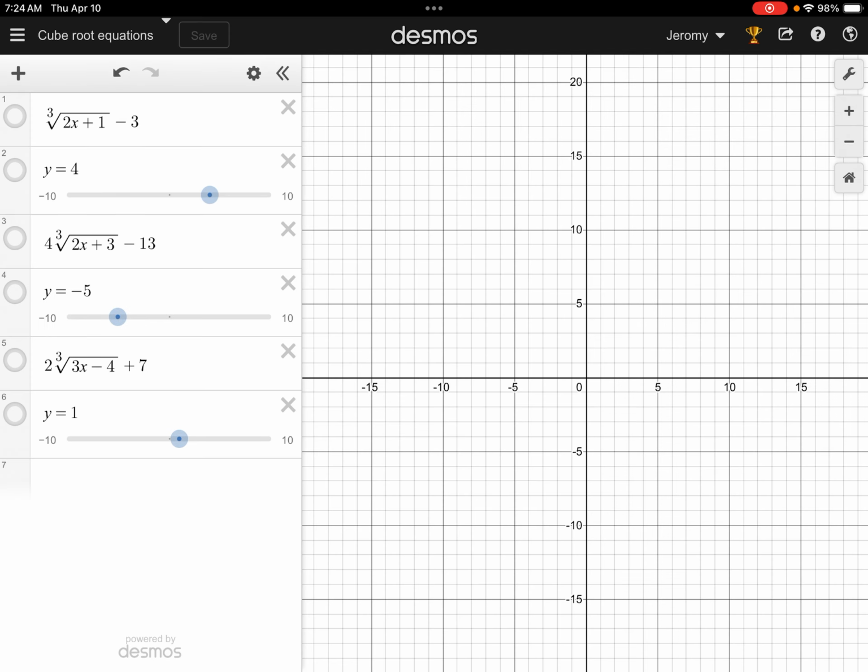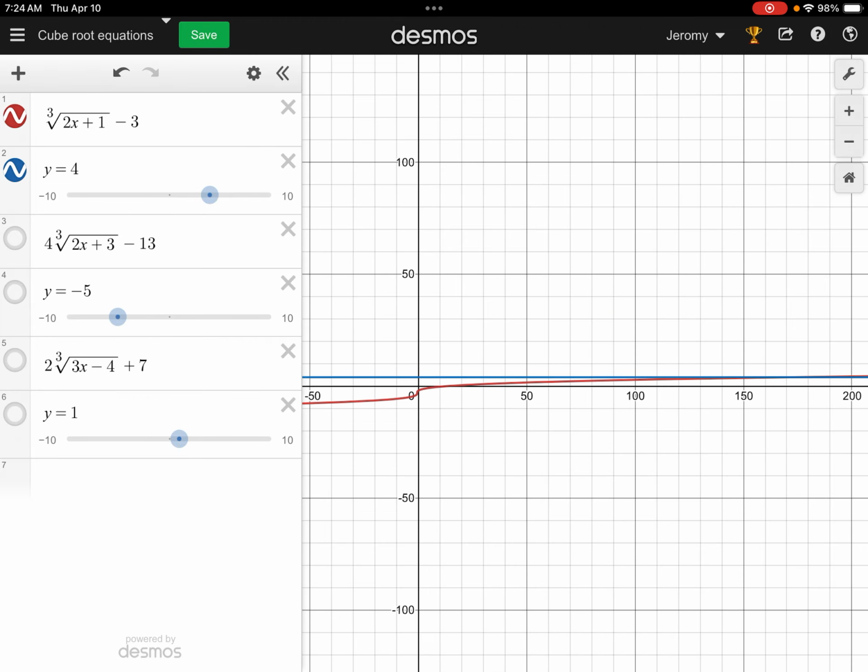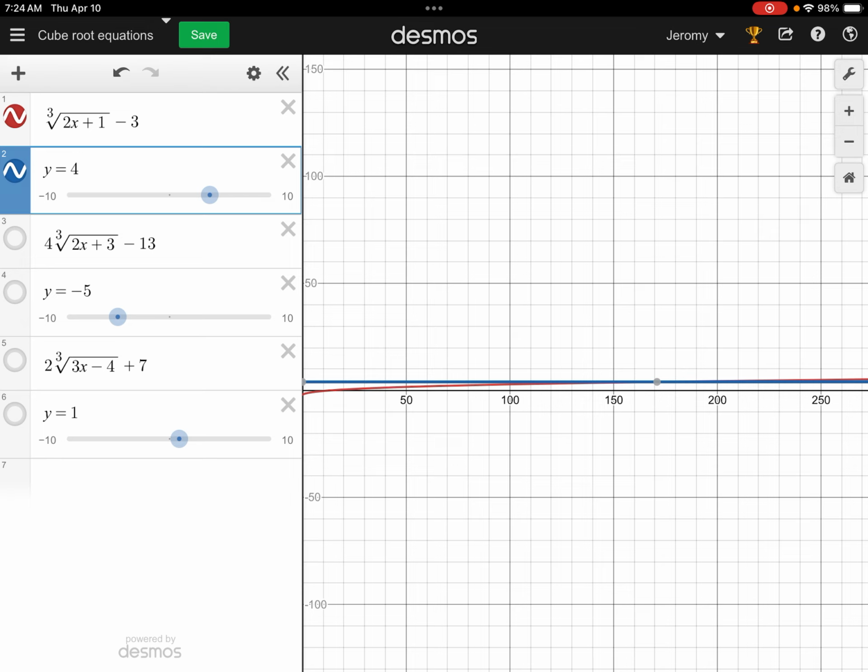So I already have the left side here of our first example. That is what the left side looks like, and then we have y equals 4. Then you're simply going to zoom out until you start to see an intersection, and then you tap on the lines and you'll see that intersecting point show up. And 171, the x value of the coordinate, is our answer. That's what we're looking for, only the x value.